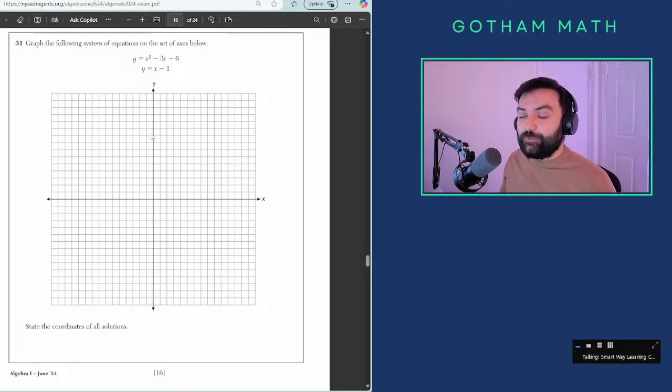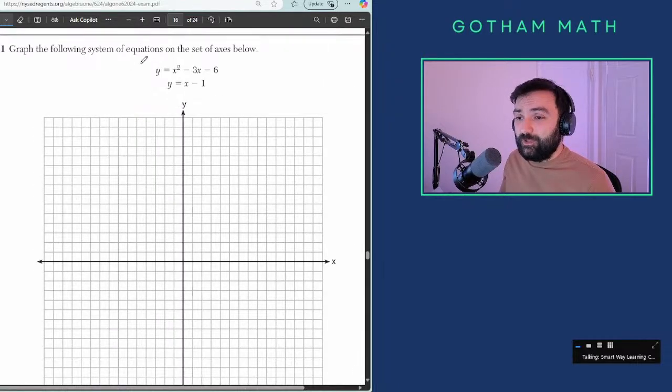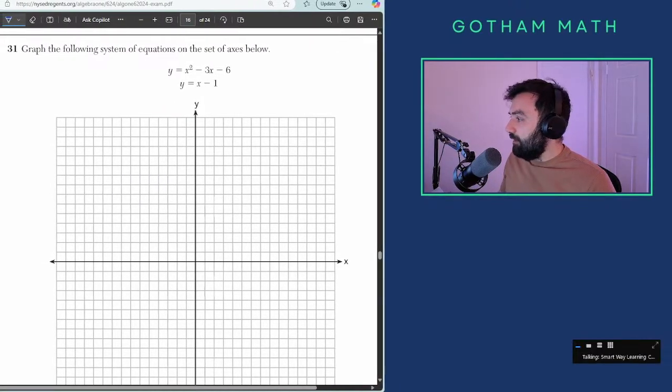And in this question, we had to graph two different types of equations, the quadratic one, which is a parabola, and a linear one, which is a line, right? So when I'm doing this kind of problem, I want to graph the easier one first, which is the line, the second one over here. And then after that, we're going to graph the parabola. Okay, so let's go. So how do we graph a line?